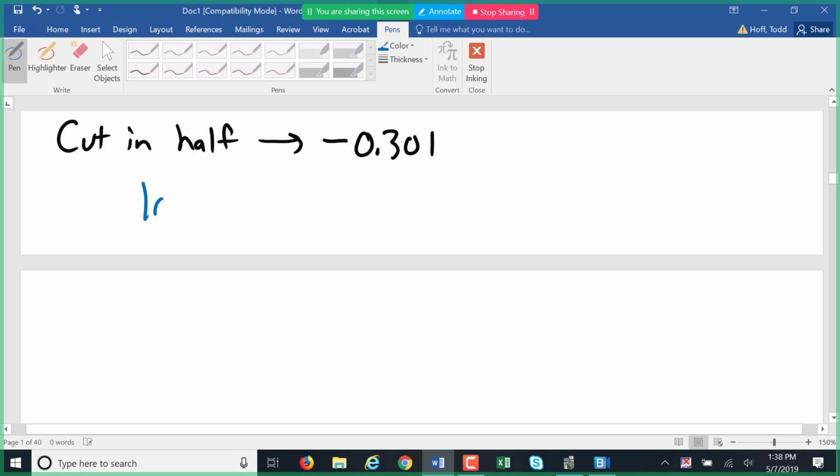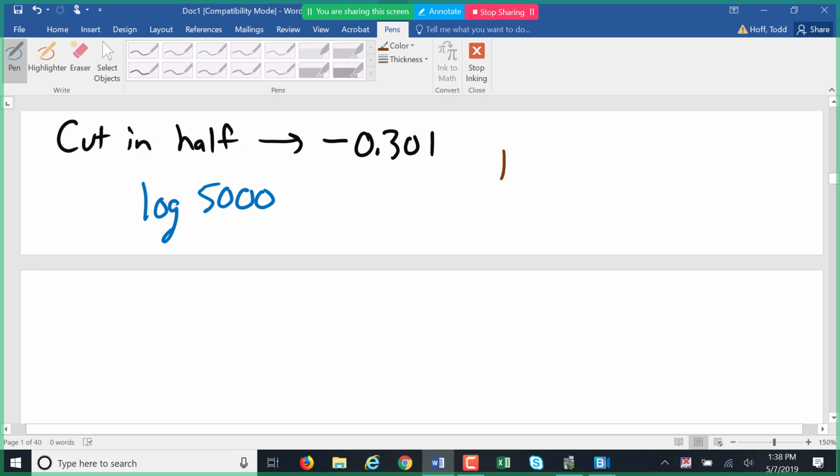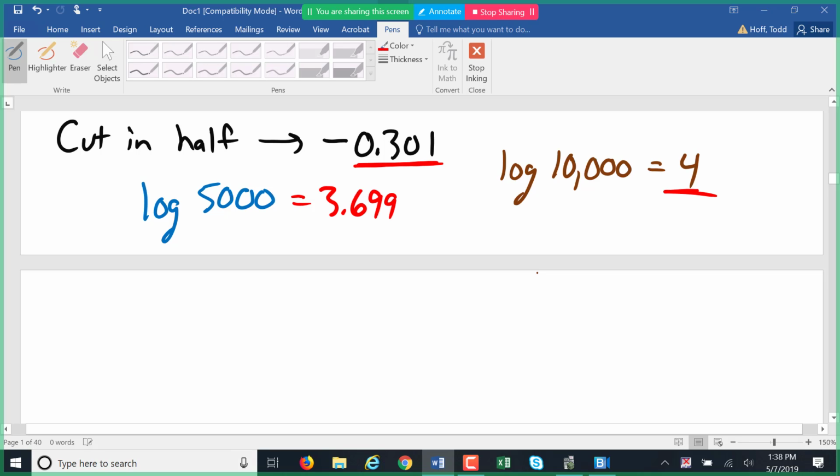So let's say I wanted to find the log base 10 of 5,000. Well, I know that log base 10 of 10,000 is 4. Log base 10 of 5,000 is 3.699. I just subtract 0.301 from 4 because 5,000 is half of 10,000. You can double check that on your calculator if you want to.